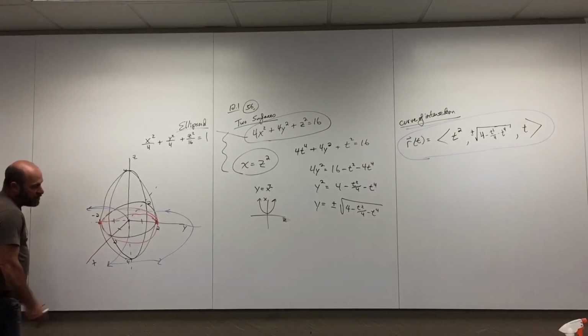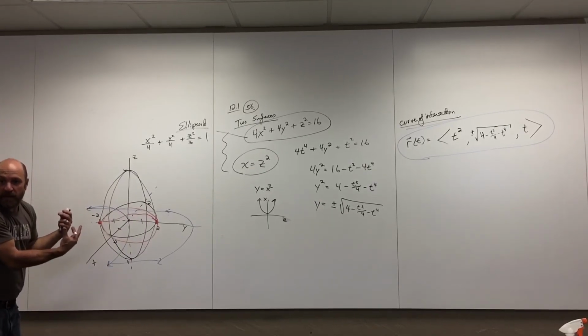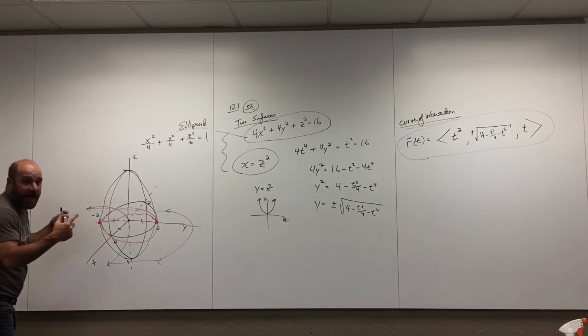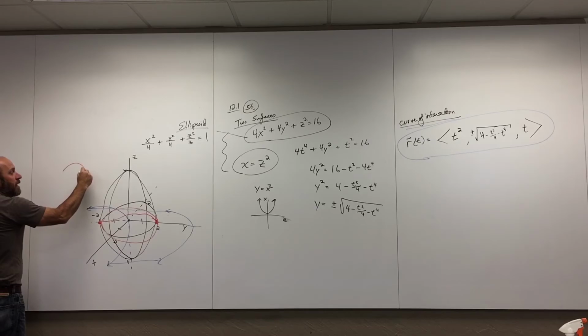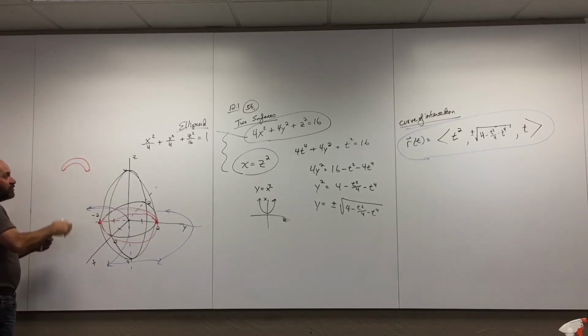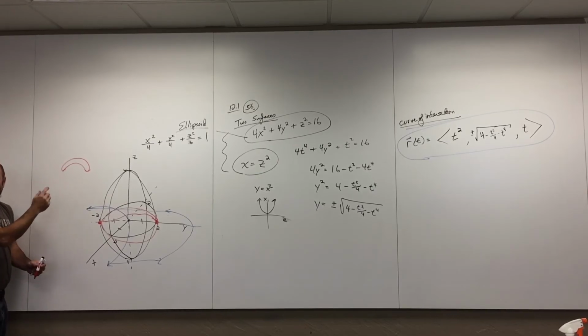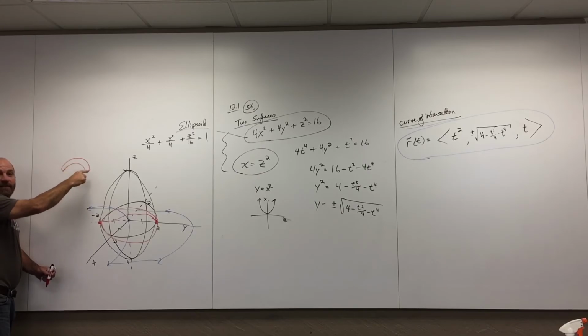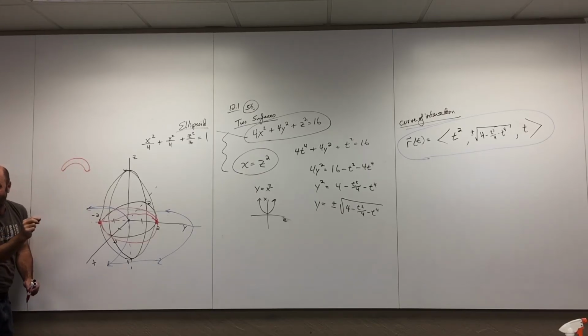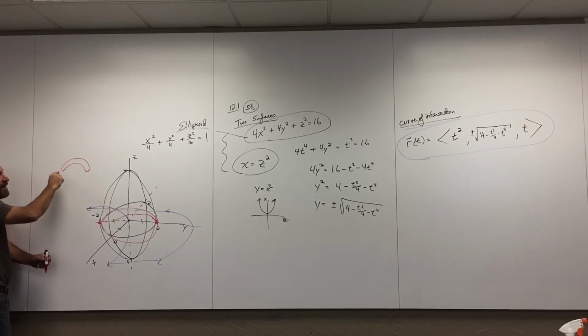This is a terrible picture. And the fact that it's coming out at me is making it a struggle for me to draw. I got a better way to draw it. If it was sitting up straight, here it is, you guys. It's kind of like a taco shell. But it's not the shell, it's just that rim. Because it is just a curve. It's not a surface. It's a curve.